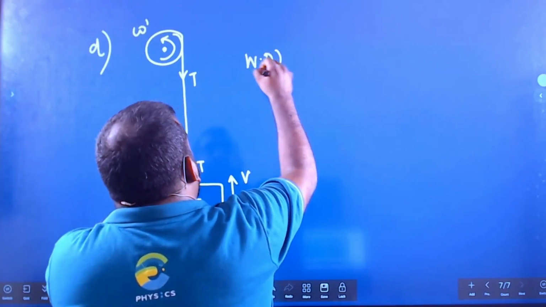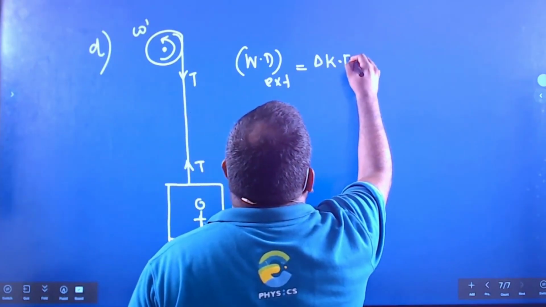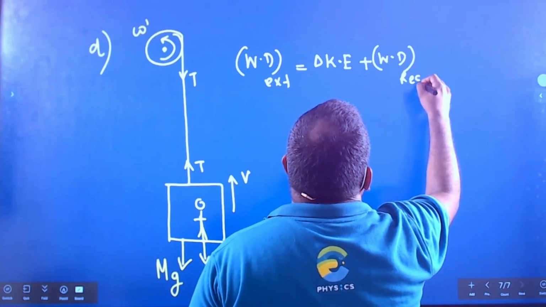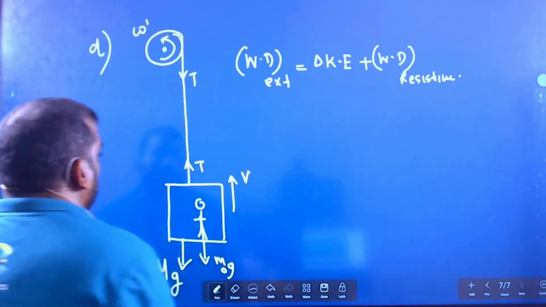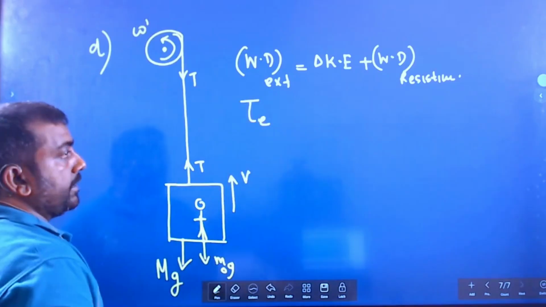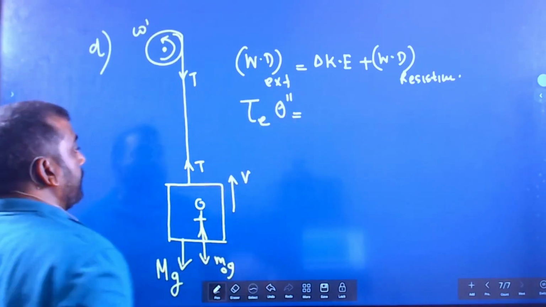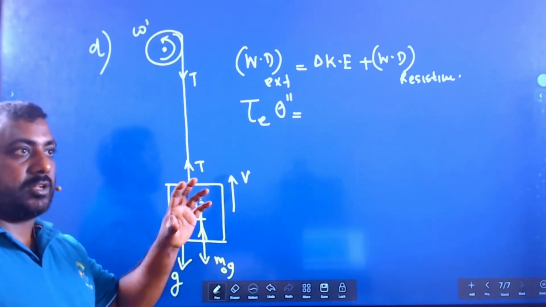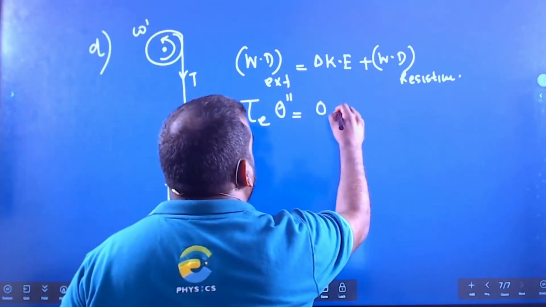So work done by external forces or torque equals increase in kinetic energy plus work done by resistive torques. Moving up means external torque into angle rotated, let's say theta double dash. Increase in kinetic energy: translational kinetic energy does not change, rotational kinetic energy does not change. Increase is going to be 0.